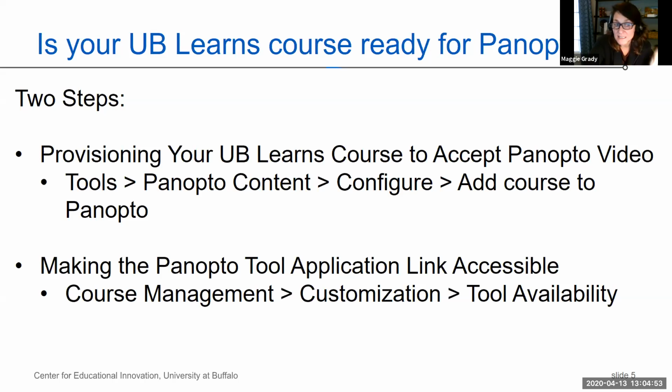The second thing is making the Panopto tool application link accessible. That's found underneath Course Management on your left-hand navigation in your UB Learns course, under Customization, and then there's Tool Availability. If you're missing something other than Panopto, that's where you can go to turn it on and off. I'll show you that at the end.